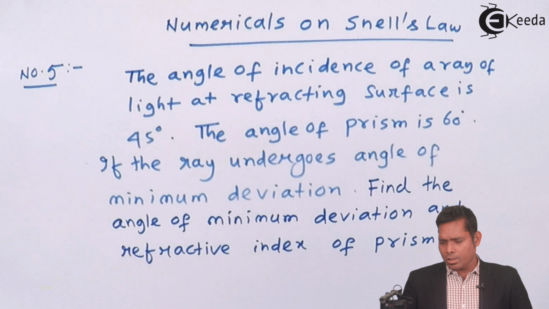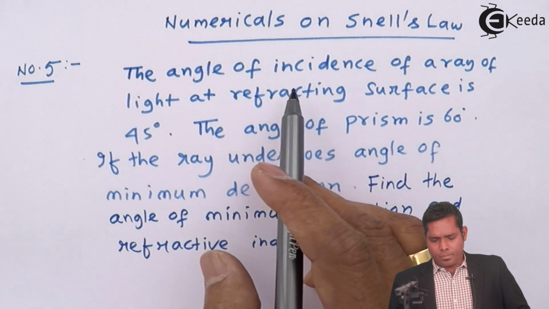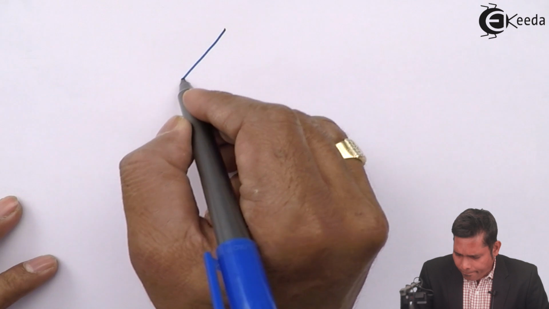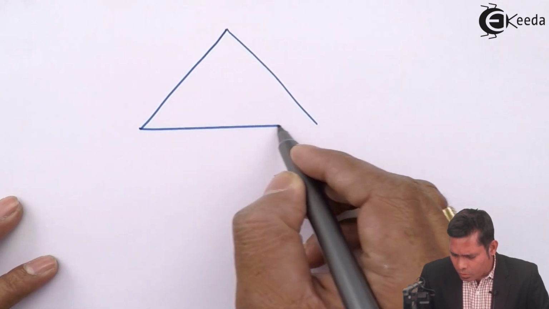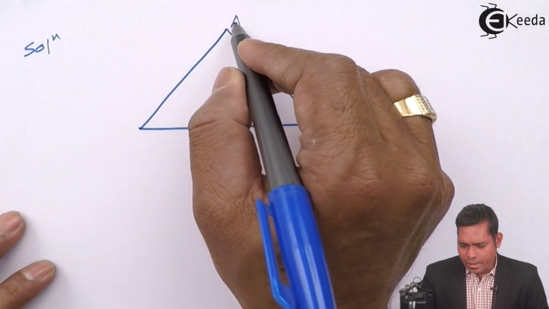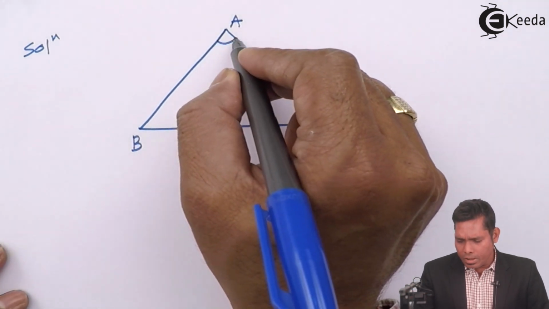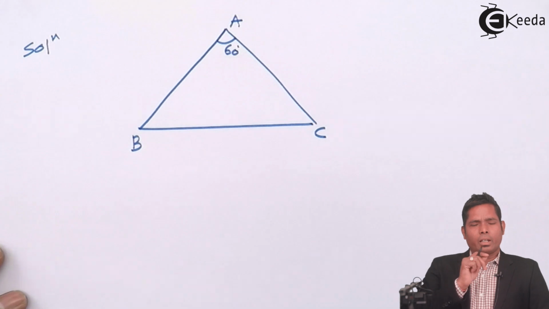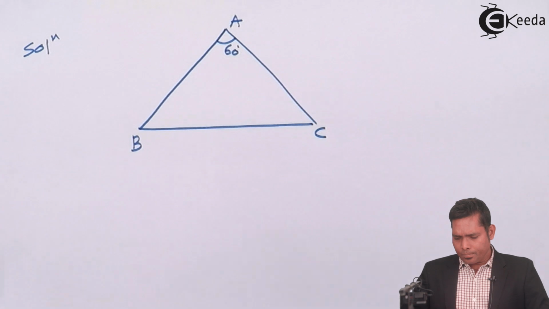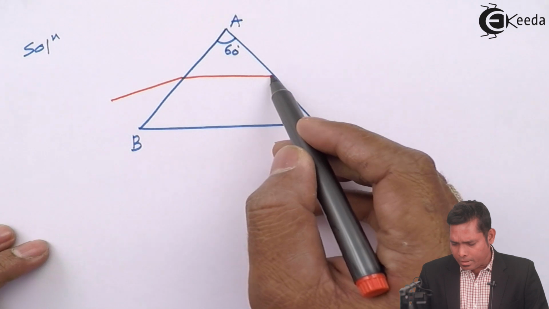The angle of incidence is 45. So now we have a prism. This is the solution to this question. Let us say ABC is a prism, where A is the angle of prism, which is given as 60 degree. The ray undergoes minimum deviation. If the ray undergoes minimum deviation, then the ray has to be parallel to the base.